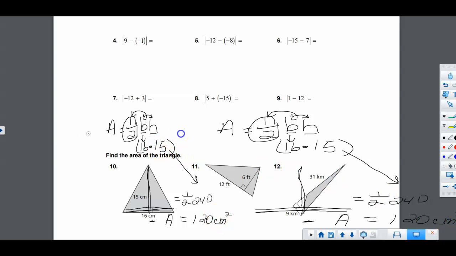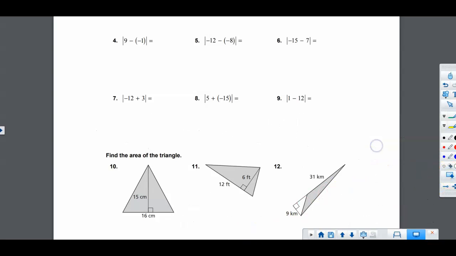So that's a brief review. You're going to use area equals 1/2 base times height for numbers 11 and 12. Let me clear the screen over here. You're going to finish that page and take a screenshot or a picture and upload it for credit. I think that's it for today.